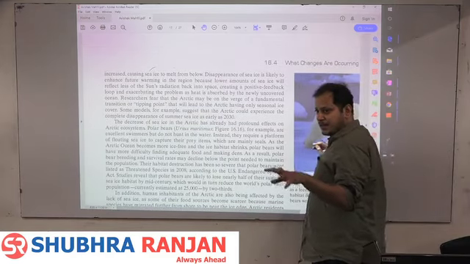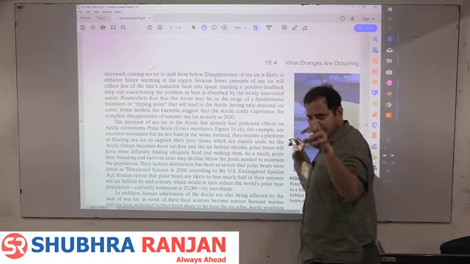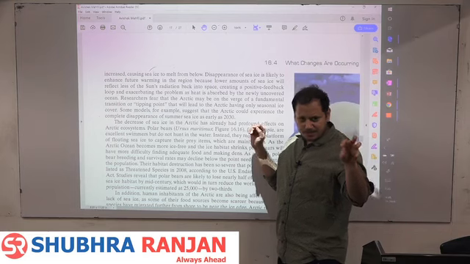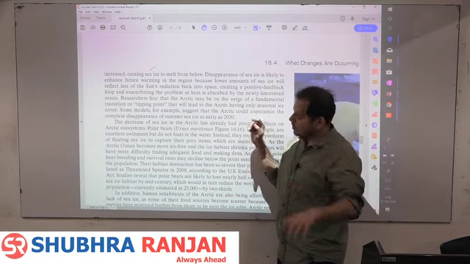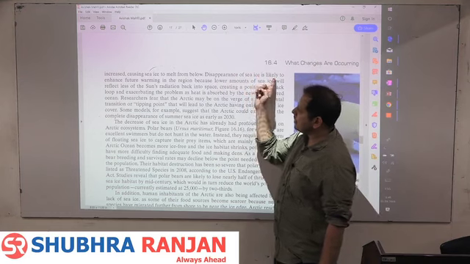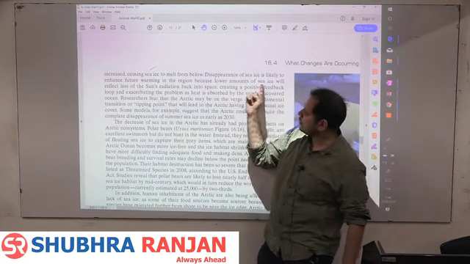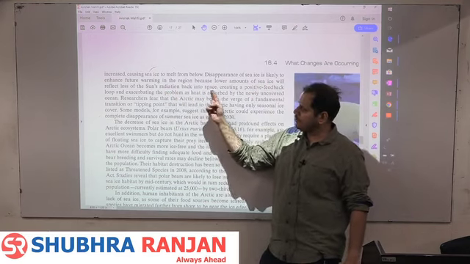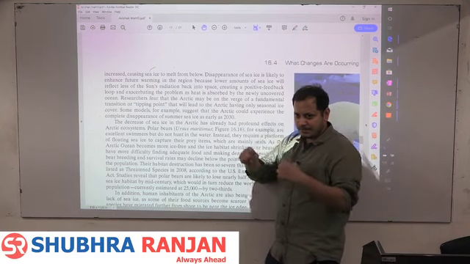Disappearance of ice will affect the albedo, right? Albedo is the amount of sunlight that falls on the earth and is directly reflected. The more the albedo, the less the heating. So disappearance of the sea ice is likely to enhance future warming in the region because lower amounts of sea ice will reflect less amount of sun's radiation back to the space, creating a positive feedback loop. Again, systems analysis.